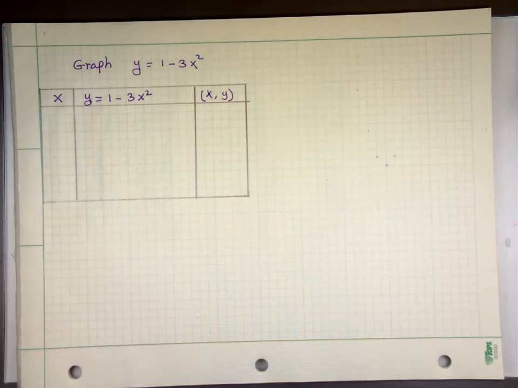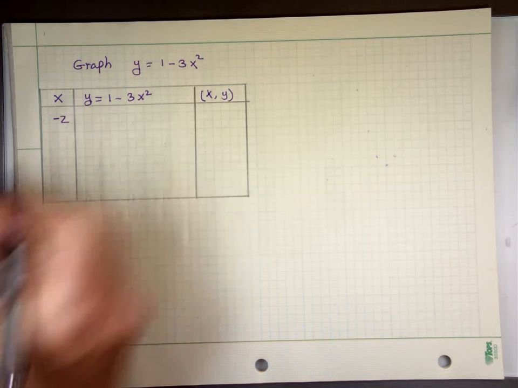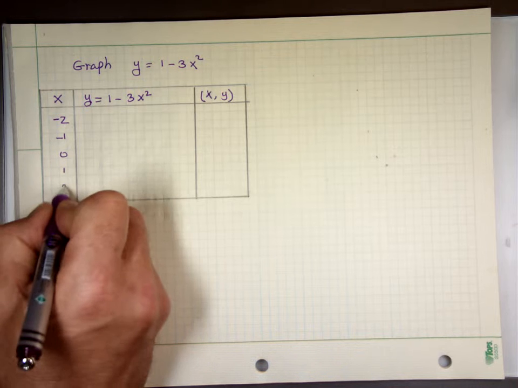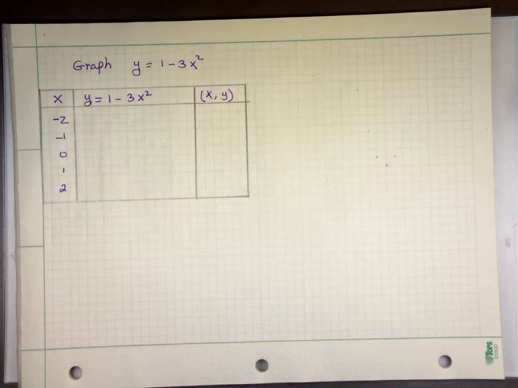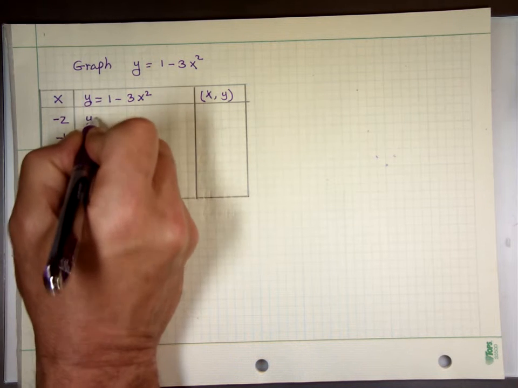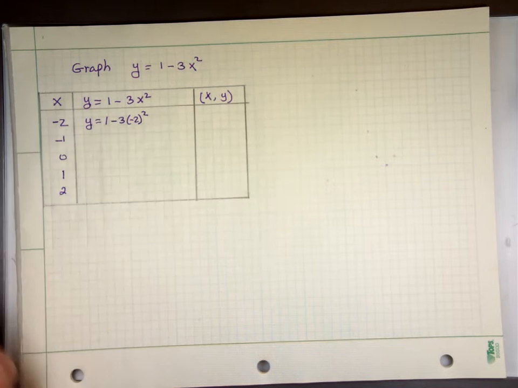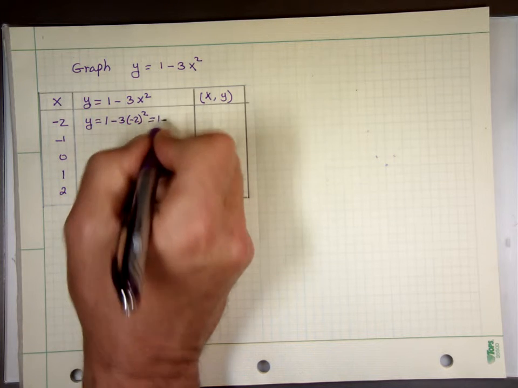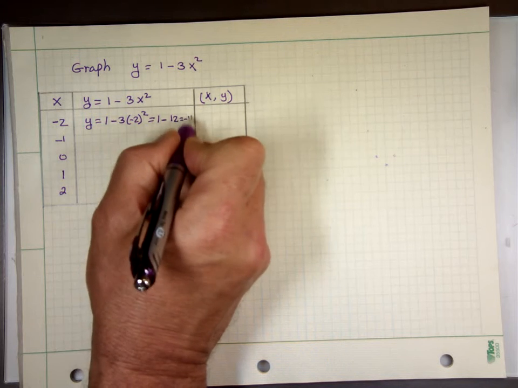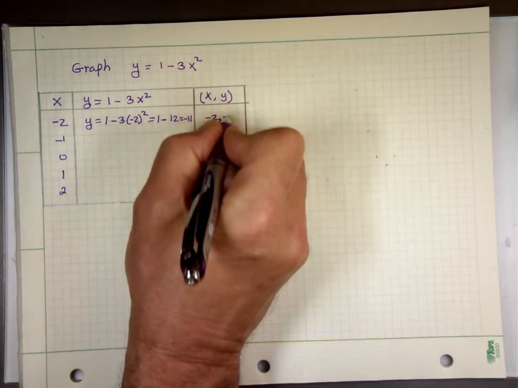And again, I'll choose some numbers, small numbers. I'll start with -2 again. When x is -2, and then I'll go maybe -1, then 0, then 1, then 2. And see what the y value is. So when it's -2, y equals what? 1 minus 3 times a -2 squared. That's 1 minus, that's 4. 4 times 3, 12, -11. So -2, comma, -11.